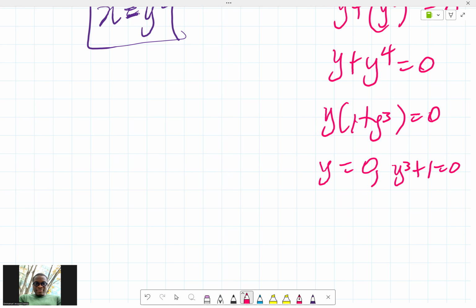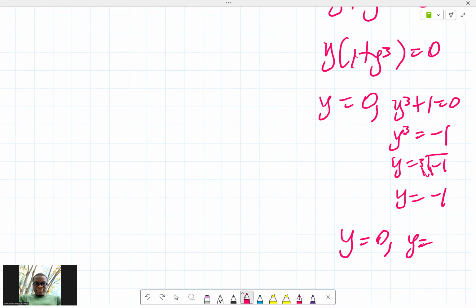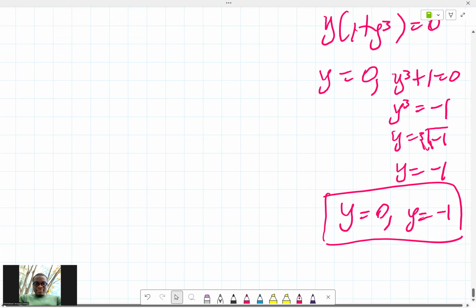Here, y cubed we can deal with right now. y cubed is equal to minus 1, so y alone is the cube root of minus 1, and the cube root of minus 1 is simply minus 1. So we have two values now: y is equal to 0, and y is equal to minus 1. We can use these to get our x back.